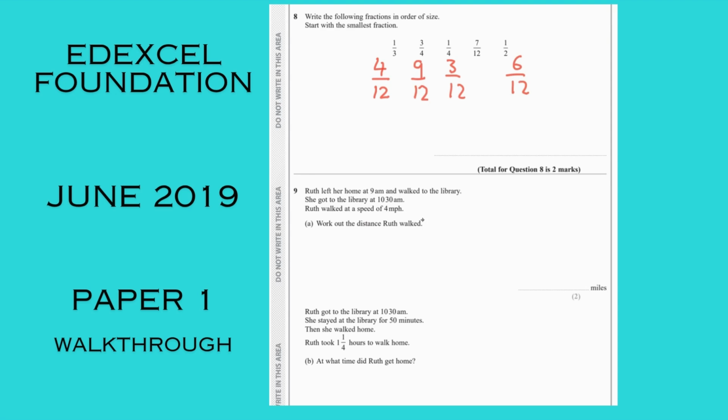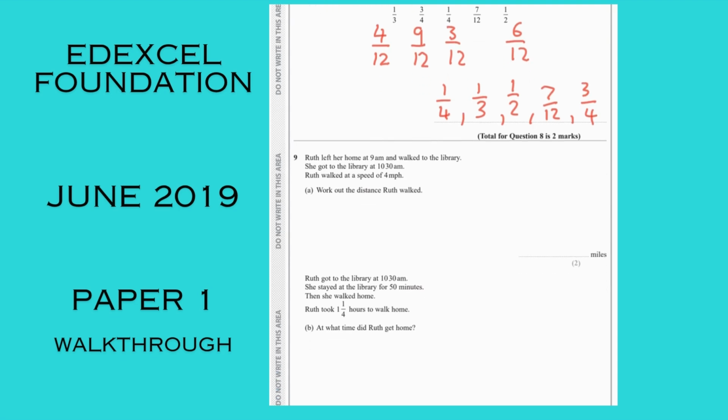So much easier to rank now. So the smallest is 3/12, also known as a quarter, 4/12, which is a third, 6/12, which is a half, 7/12, and 9/12, which is 3/4.